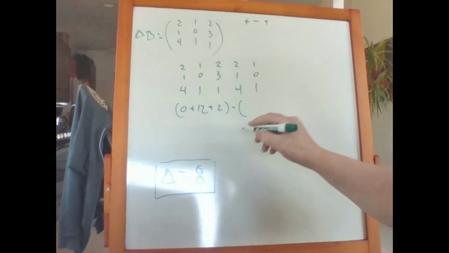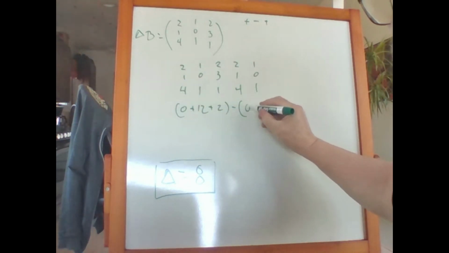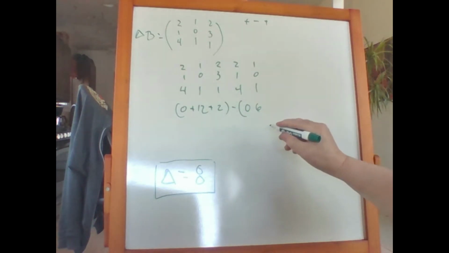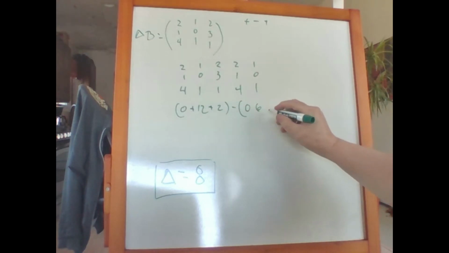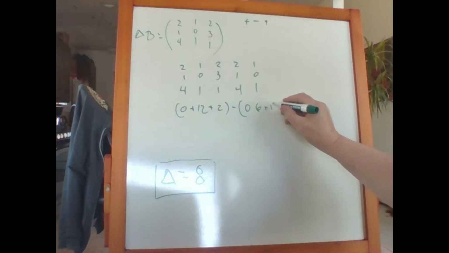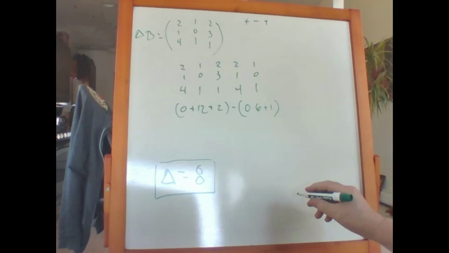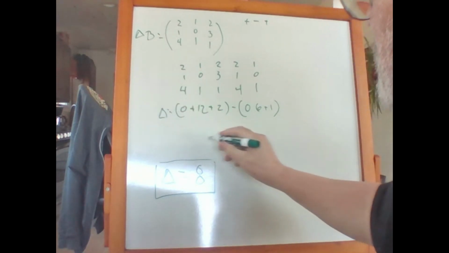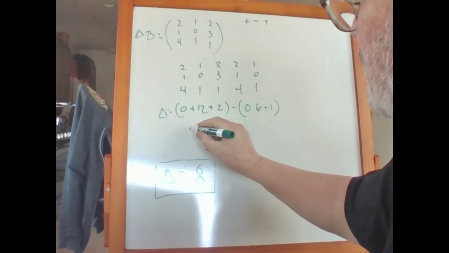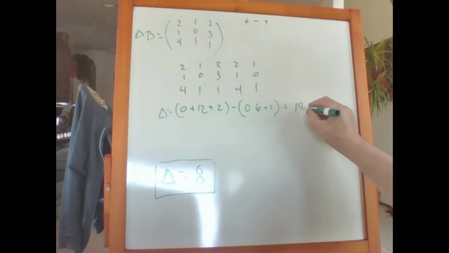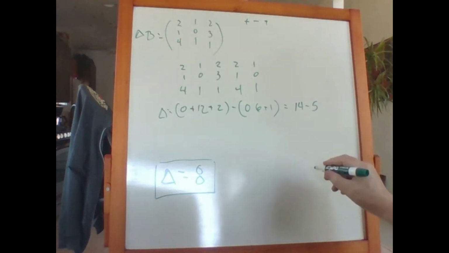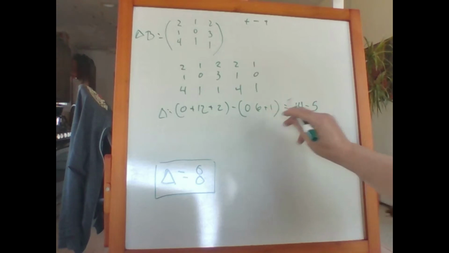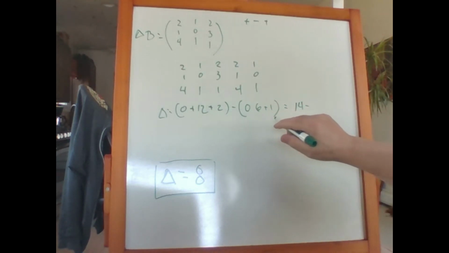And now we go in the negative direction. That's 0. That's 6. And we've got 1. Okay, so we have 14 minus 5. Oh, wait a minute. What am I doing? That's 6, 7. 14 minus.